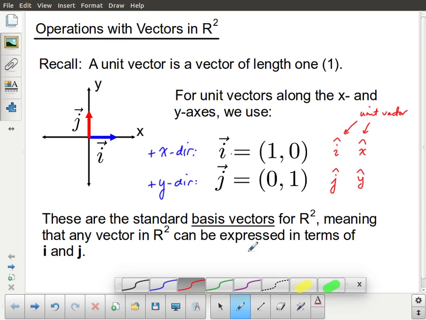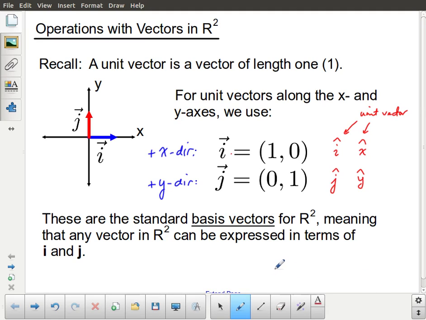These are known as basis vectors. And what that means, basis vectors, those are sets of vectors that can be used to express any other vector. So in the case of i and j, we can use i and j in combination, and we can describe any vector in R2 using a combination of i and j.